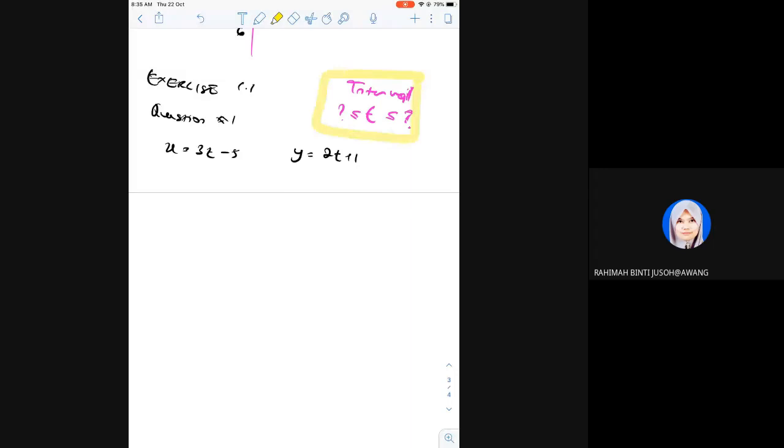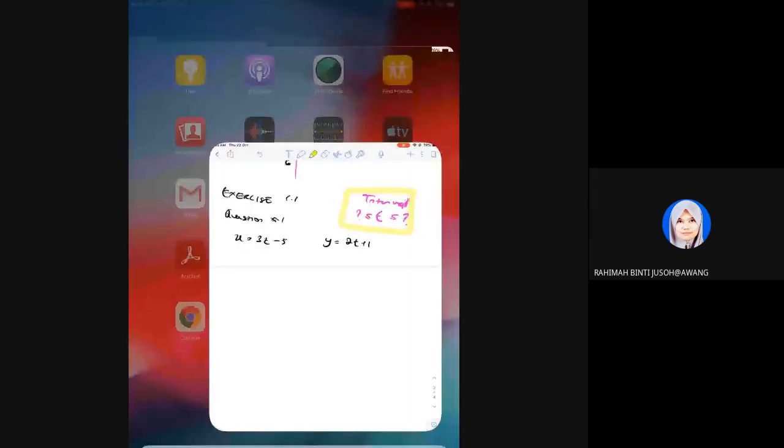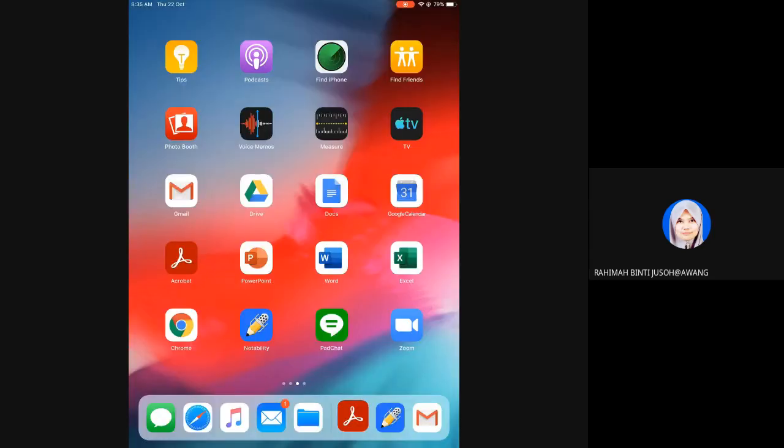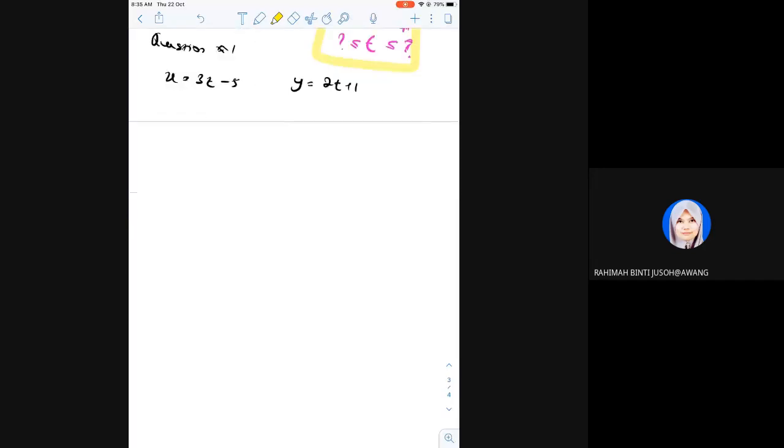What does it mean by interval? Kalau you look at the question, okay, this is the interval. Ini interval. Okay, tapi dalam soalan number 1 there are no interval. So your graph will be longer or shorter, doesn't matter. Dia tak kisah. Okay, tapi kalau ada interval, we need to strictly follow the interval. Itu wajib. Kalau you tak follow interval, your marks will be deducted. Okay. So now, kita buat soalan ni dulu.